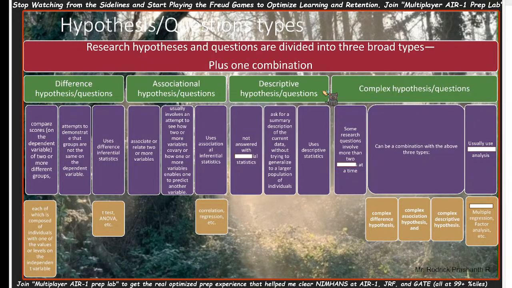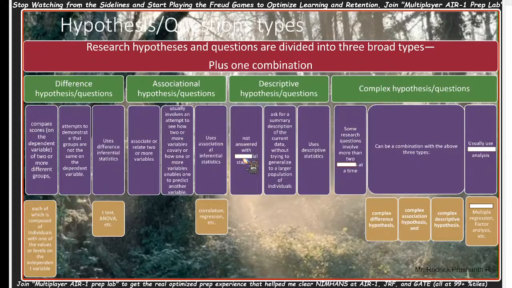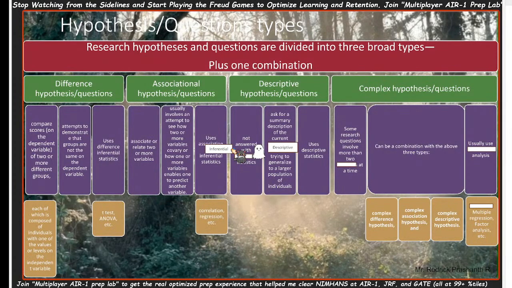Then we have something called a descriptive hypothesis. Here we do not use inferential statistics at all. We use descriptive statistics. Sorry, I used the very wrong term, differential. It is called descriptive statistics. So it is more about describing the distribution. You use mean, standard deviation, frequencies, mode, even the median.